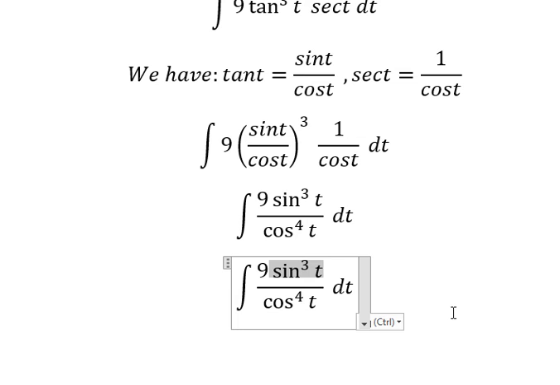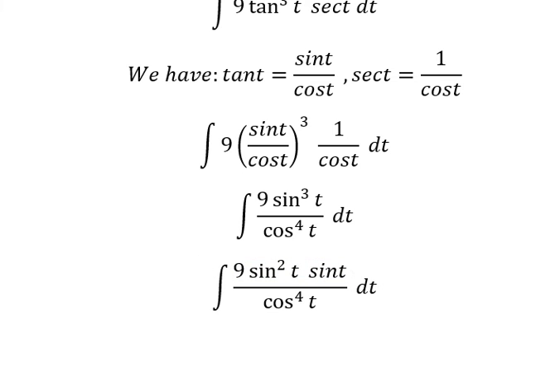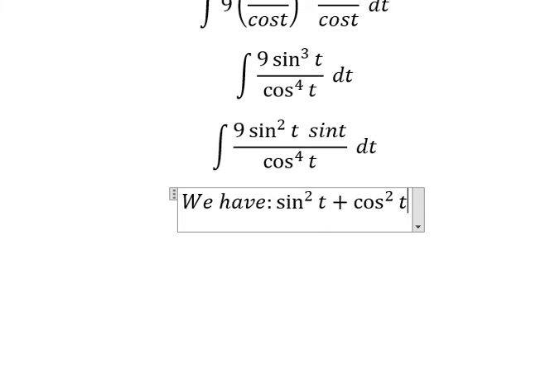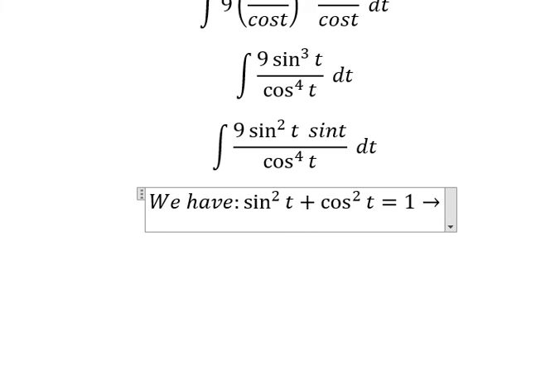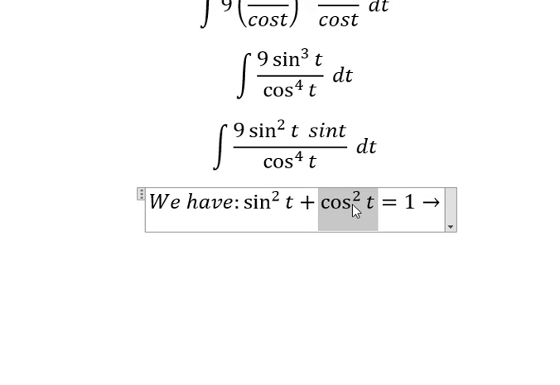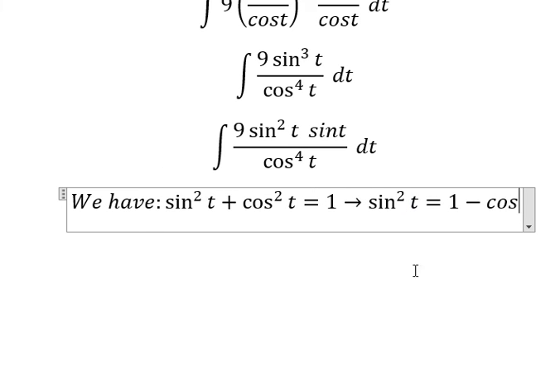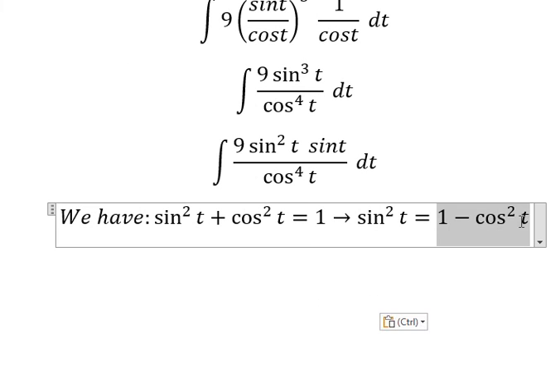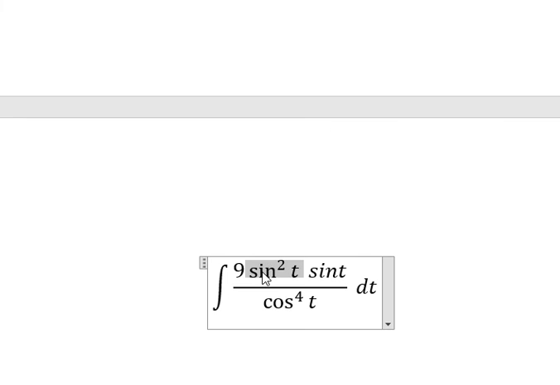About this one, we put sin t squared and sin t. Next, we have the formula sin t squared plus cosine t squared equals number 1. So we have sin t squared in here. So I will put this one go to the right. So I will put this one going here.